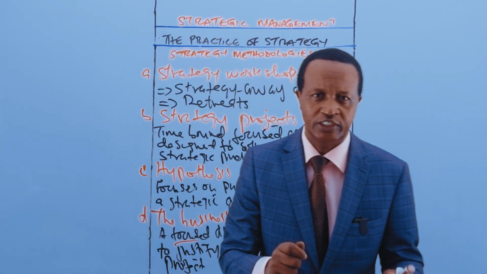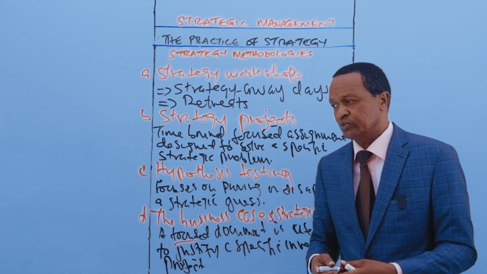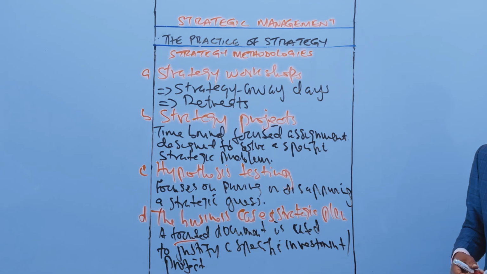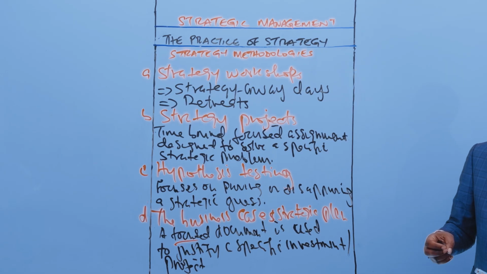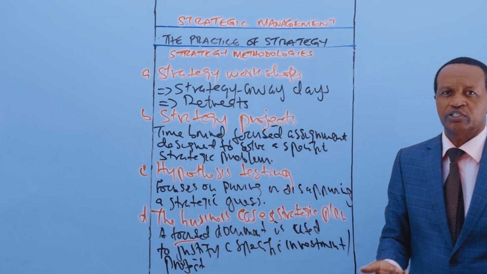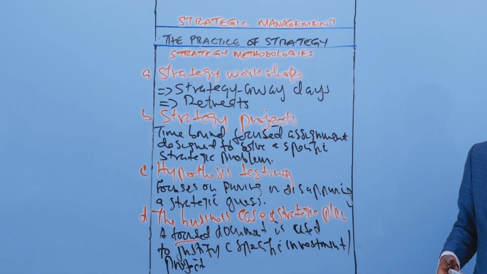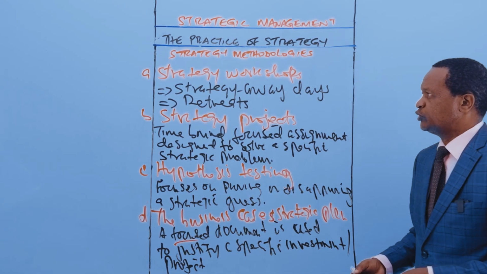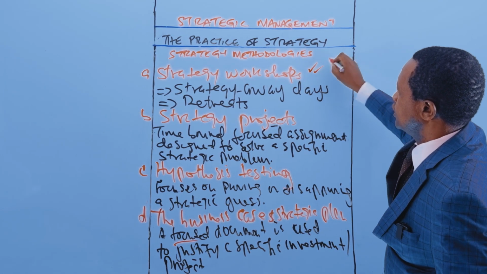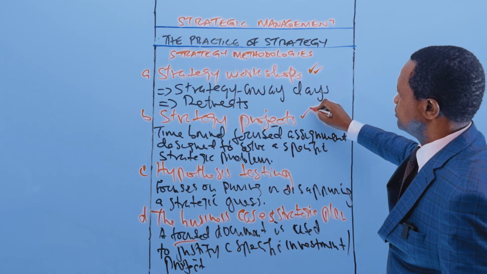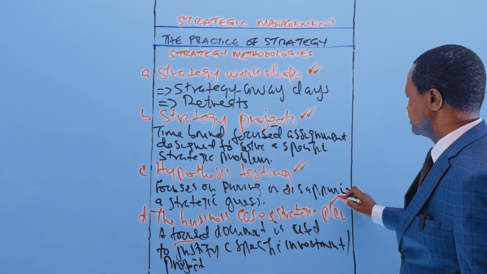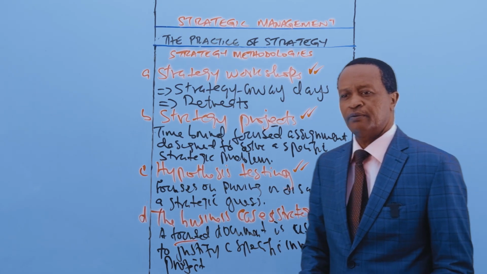And that's the end of today's lesson on strategy methodologies. We have discussed 4 strategy methodologies, which we've said are the specific tools and structured processes that an organization can use to bridge the gap between thinking about a strategy and doing it. So the first methodology is strategy workshops. Number 2 is strategy projects. Number 3, hypothesis testing. Number 4, the business case and strategic plan.